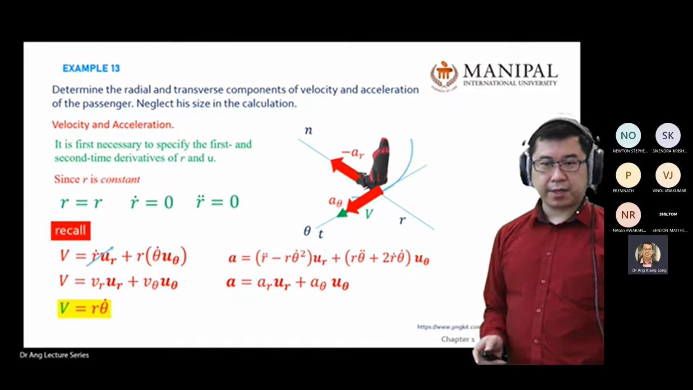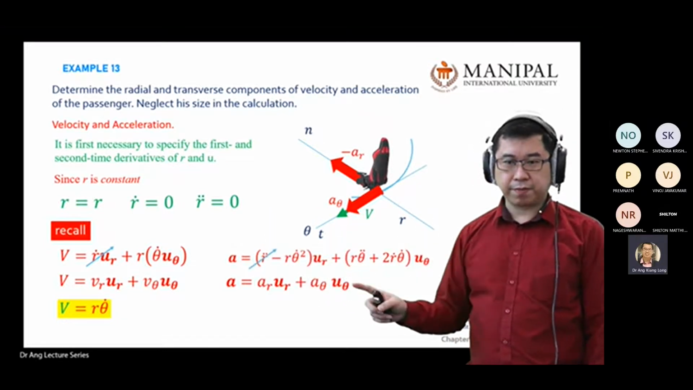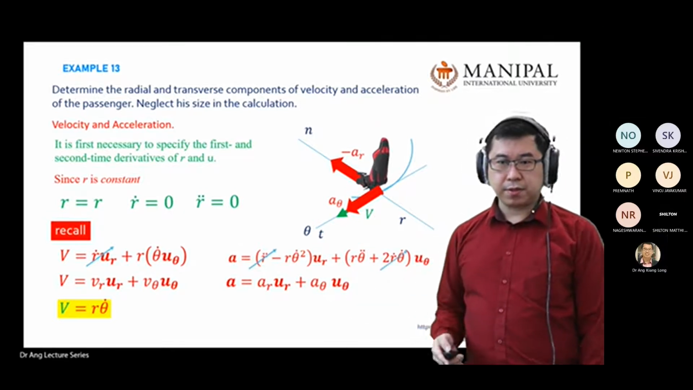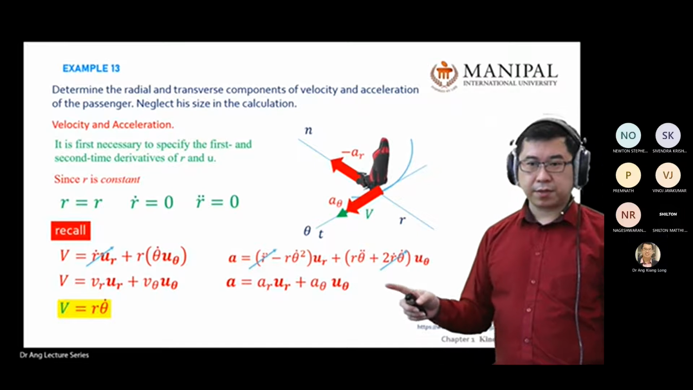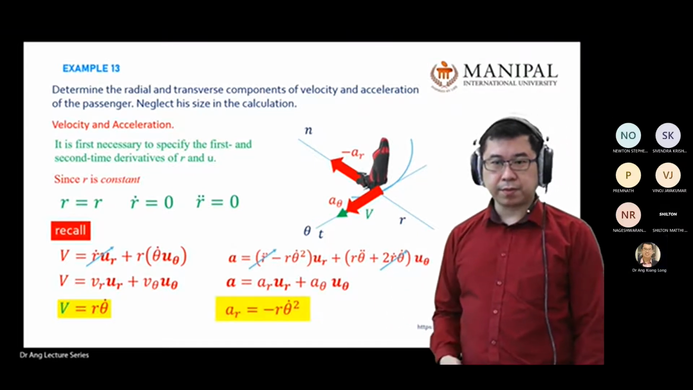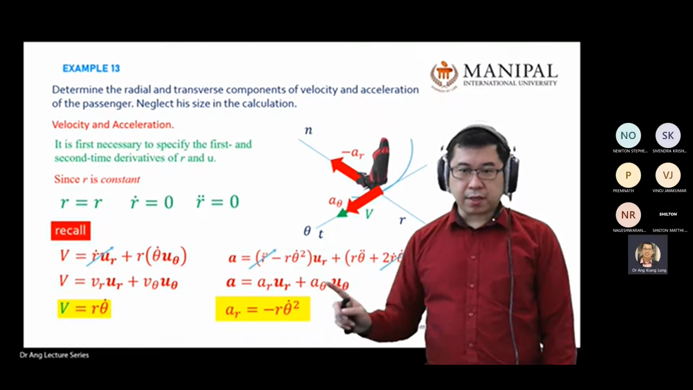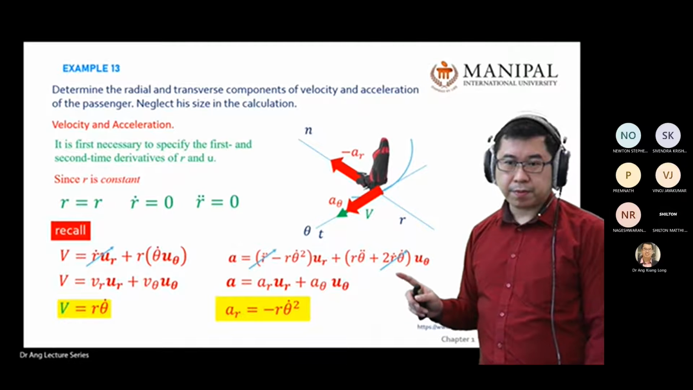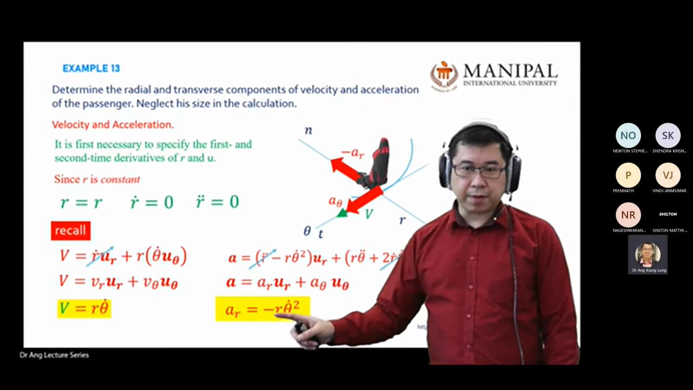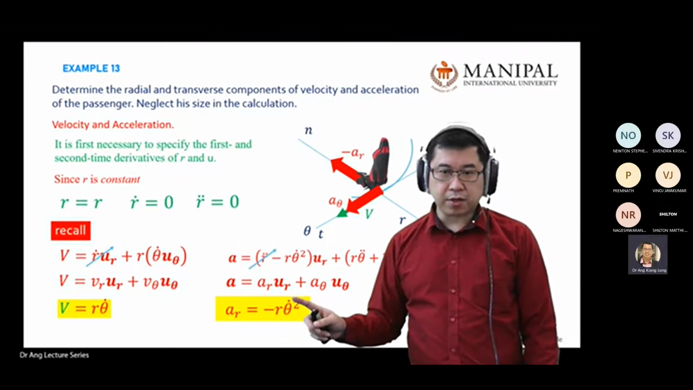Same with this side. You can cancel the R double dot with 0. This one also cancels. Right. Okay, this one cancels. To rearrange, you will get minus R minus r theta dot square.